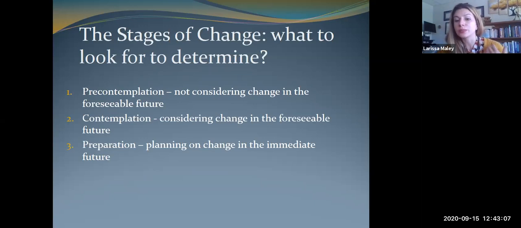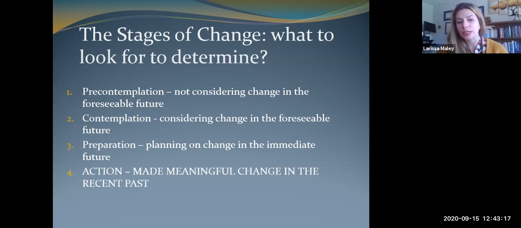Preparation is where they're actually planning on making that change, like in the next week, right? So the next several days, they have a plan. What are you going to do this week on those change behaviors? That's preparation. And then action is where they're implementing meaningful change in the recent past. So that's when they come in and they say, I did X, Y, and Z, right? I actually implemented some sort of change in terms of my behaviors, whether that's taking my medication correctly, whether that's coming to the appointment, whether that's filling out job applications. It could be various behaviors, but they've made the change in that recent time zone.